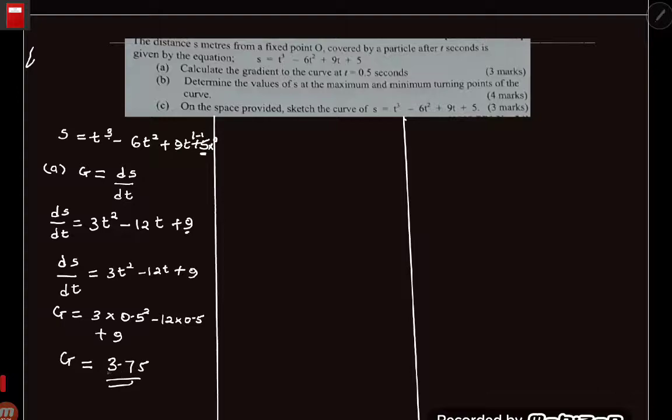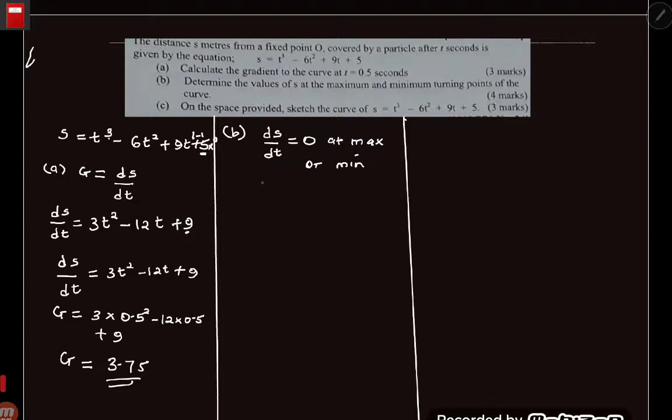Question B. Determine the values of s at the maximum and minimum turning points of the curve. At maximum or minimum turning points, gradient is equal to 0. So we are going to say that ds dt is equal to 0 at maximum or minimum.